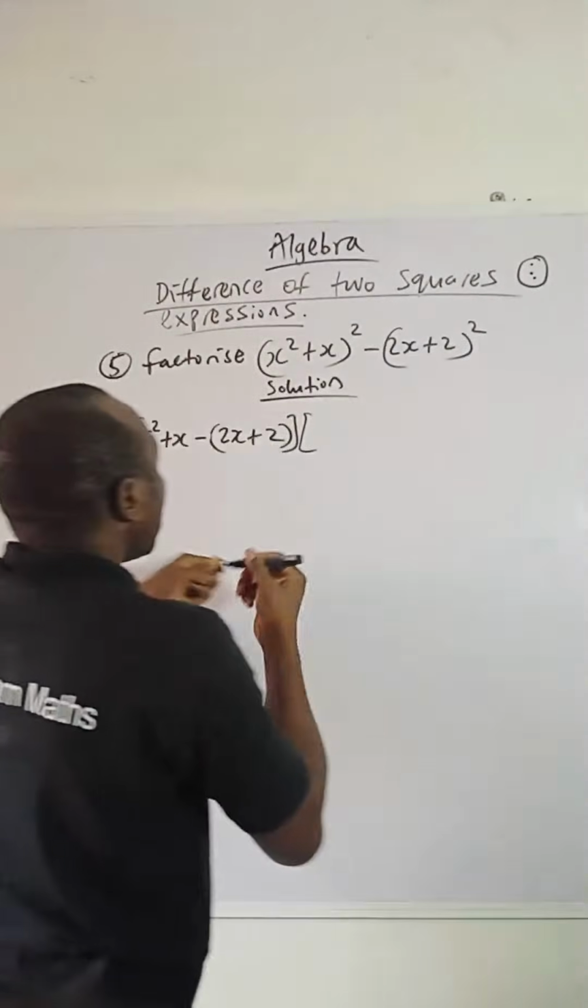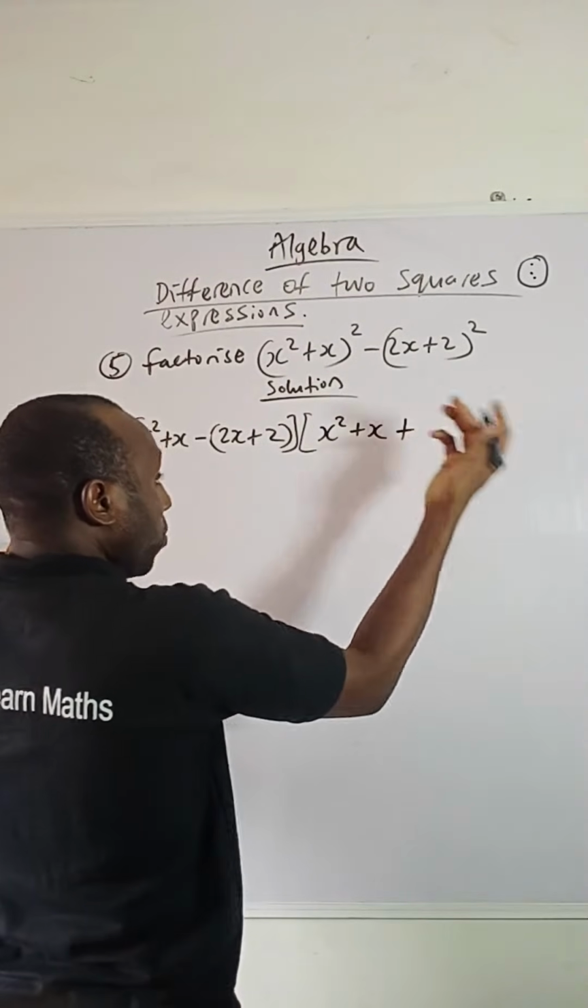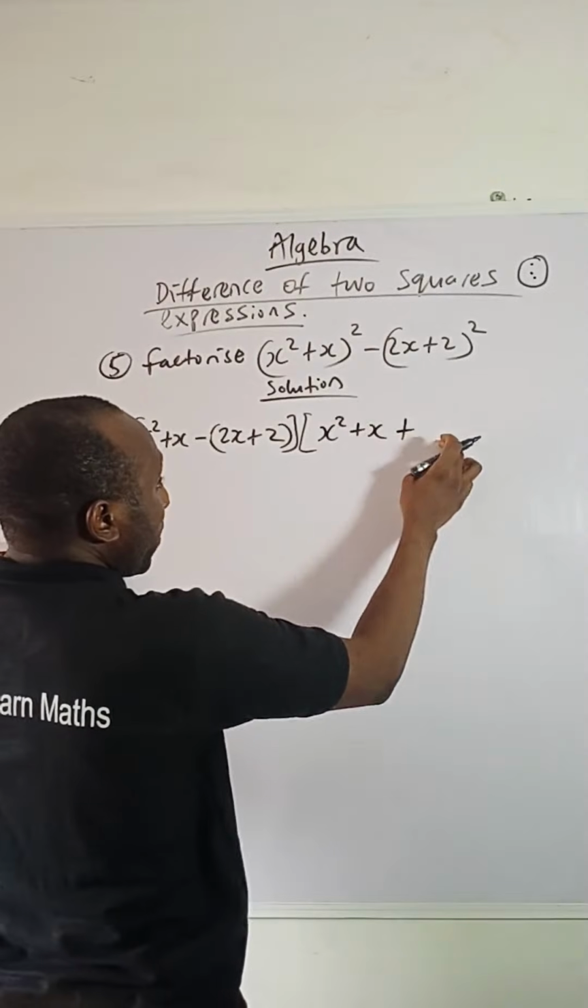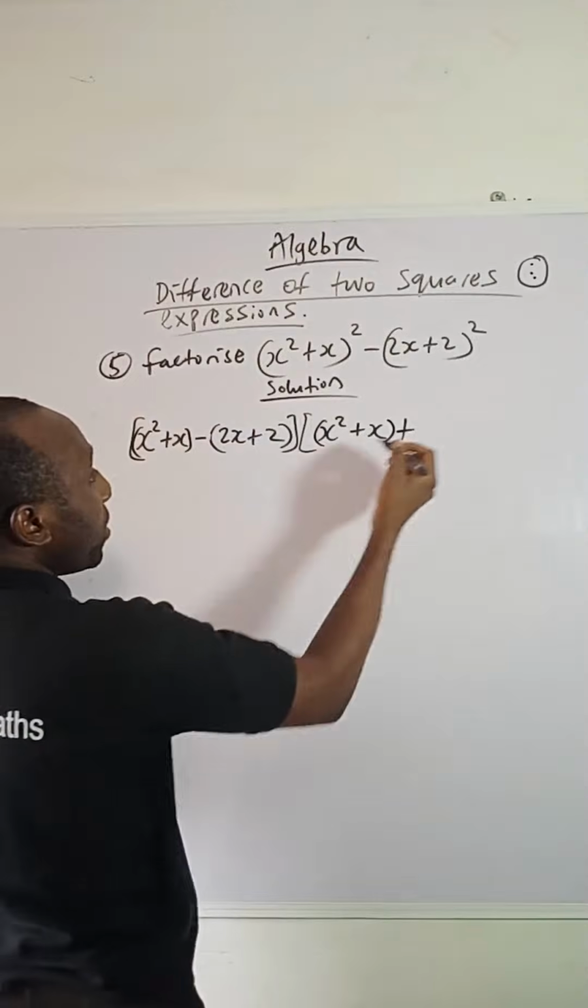So moving on to the next one, then you have x squared plus x, then plus. With this one, it's fine even if you don't put into bracket because of the plus here. But let's just wrap everything in bracket like this to make it nice and neat.